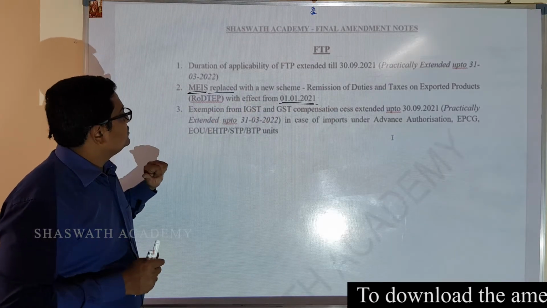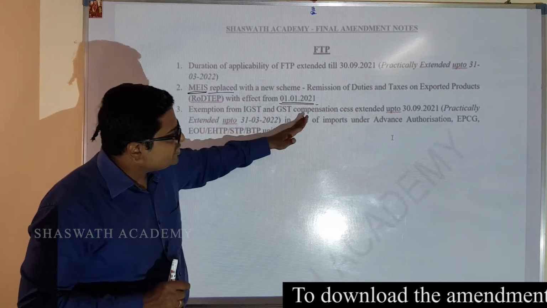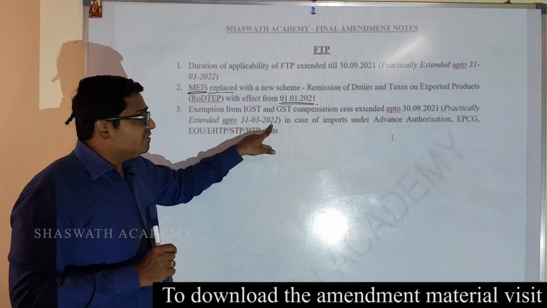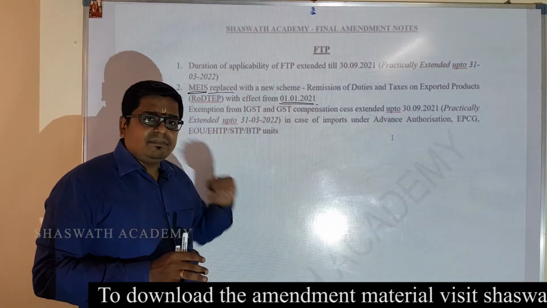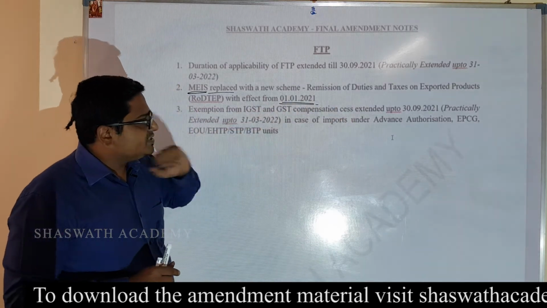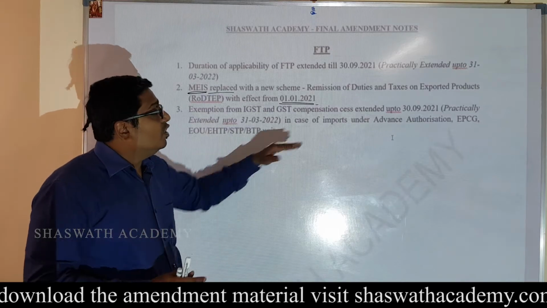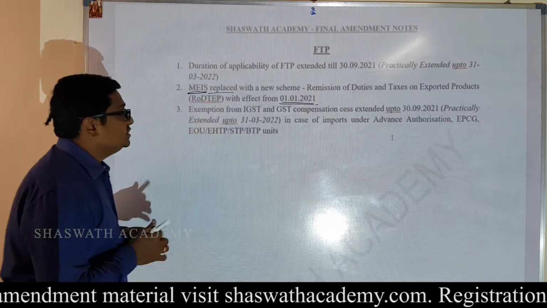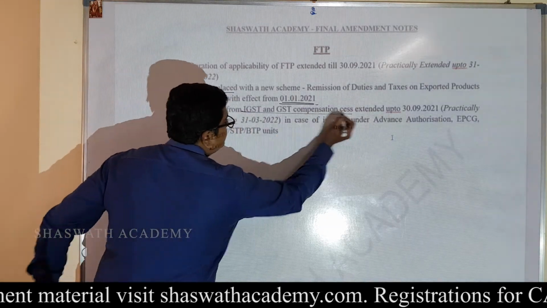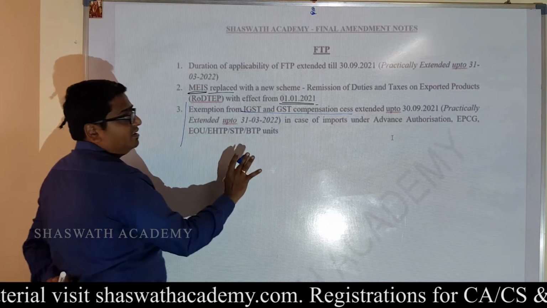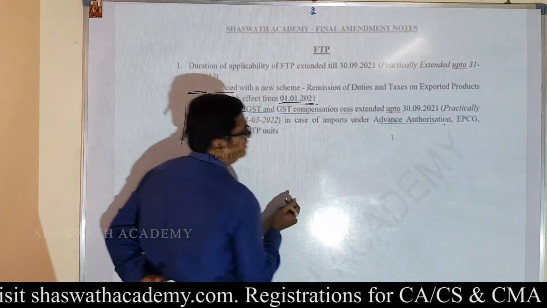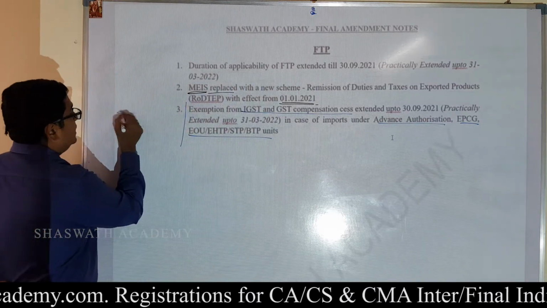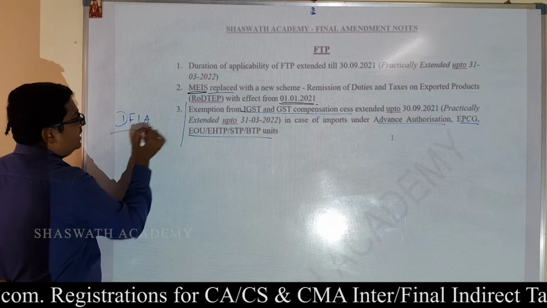The last one in this area is the exemption from IGST and GST compensation cess, which was extended up to 39.3, practically. I am giving you this for practice purposes, and for all examination purposes up to 39. IGST and compensation cess were relaxed on advance authorization and EPCG schemes, but not on DFIA, the duty-free import authorization. That was not excluded.